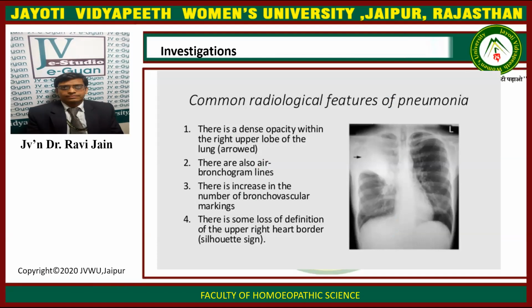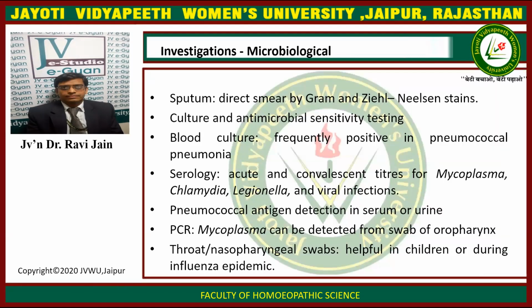There are also air bronchogram lines. There is an increase in the number of bronchovascular markings. There is some loss of definition of the upper right heart border, which is called the silhouette sign. Microbial investigation consists of sputum examination, direct smear by Gram and Ziehl-Neelsen staining, culture and antimicrobial sensitivity testing.